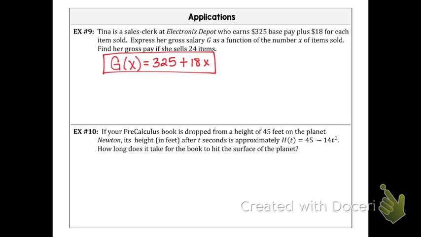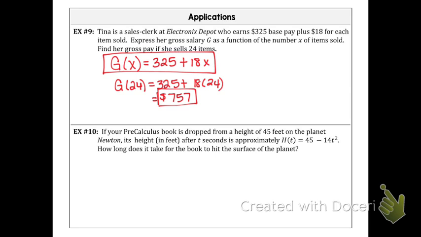Then it said to find her gross pay when she sells 24 items, so that just means our x is going to become a 24. And so that will give us $757. Don't forget to label it.